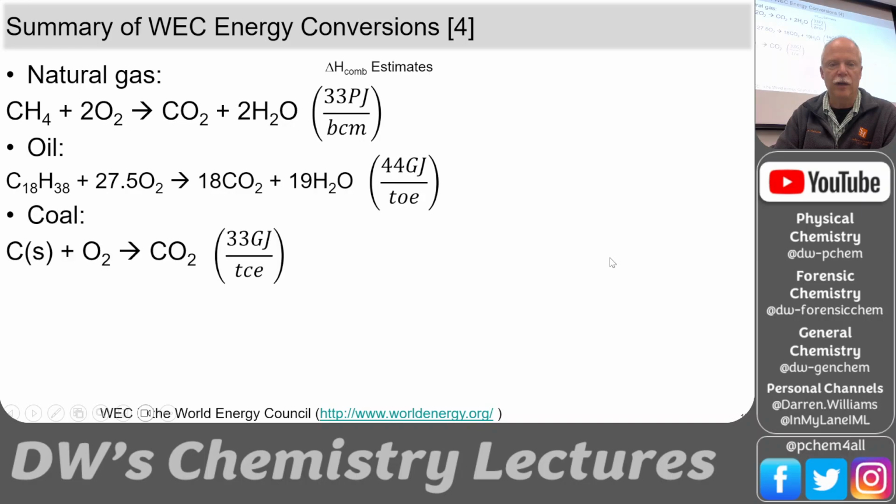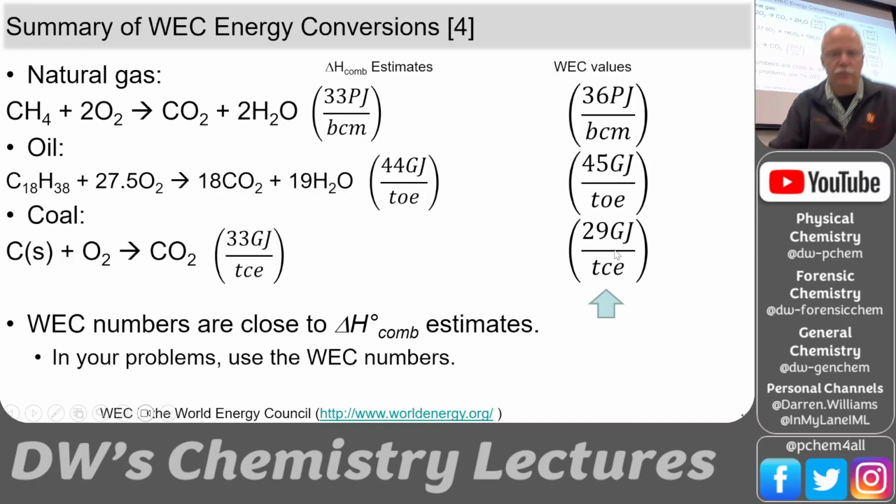So this is a summary. We did pretty well with our regular delta H of combustion estimates, but for the homework numbers, use these. I use the World Energy Council numbers for the homeworks. And so on some of the homeworks, you guys are calculating how many tons of coal it would take to run a household or whatever. So use the World Energy Council numbers if you could. Okay.